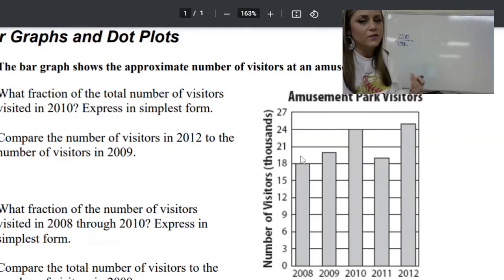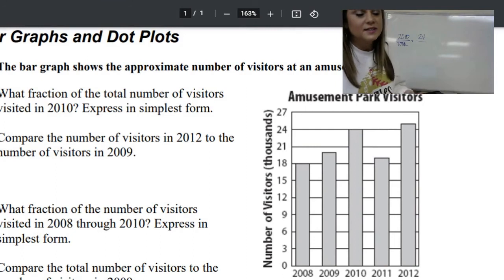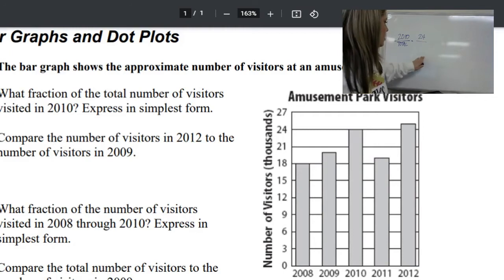First off, I'm going to look at 2010, and I'm looking up here, and it was 24,000 visitors. I'm just going to put the number 24 right now, so I'm going to put 24 at the top. You can put 24,000, that's totally fine too. But I feel like I'm going to have to reduce anyway, so I'm going to go by the number over here.